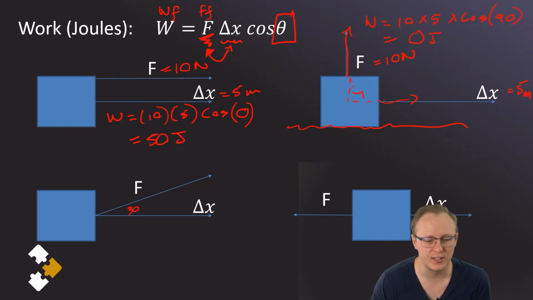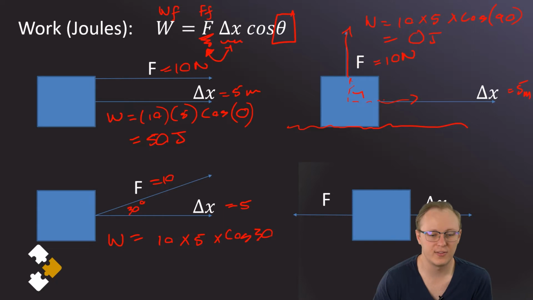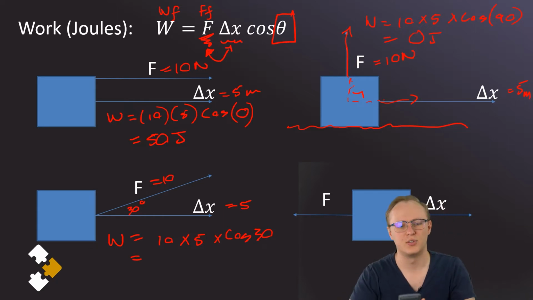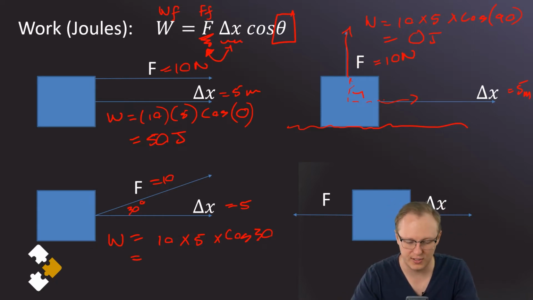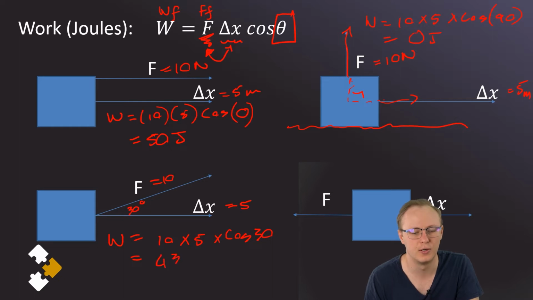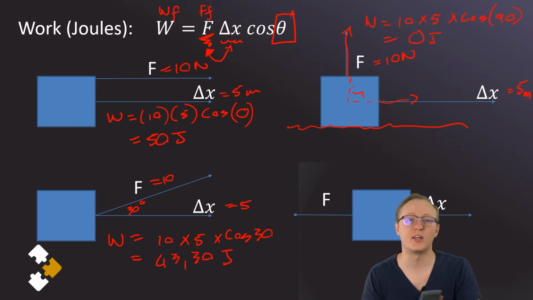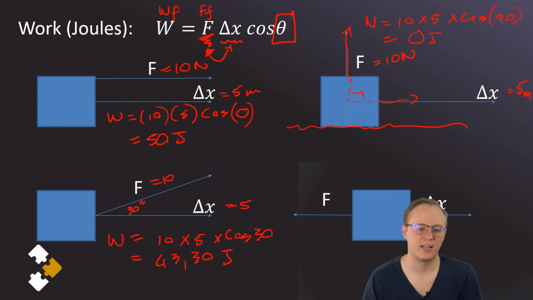Okay, so what about this next one here? Let's say we've got a 30-degree angle like that. Well, now the work done would be the 10 times the 5 times now cos of 30. Right, so here if you go 10 times 5 times cos of 30 degrees, then you'd get an answer of 43.30 joules. Okay, and that would then be the work done by that F, right?